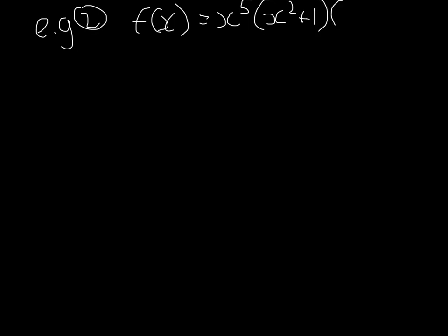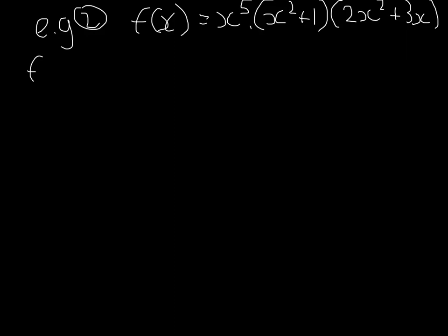Example 2. So f of x is equal to x to the 5th power times x squared plus 1 times 2x squared plus 3x. Notice this is a function that has more than two multiplications in between it.